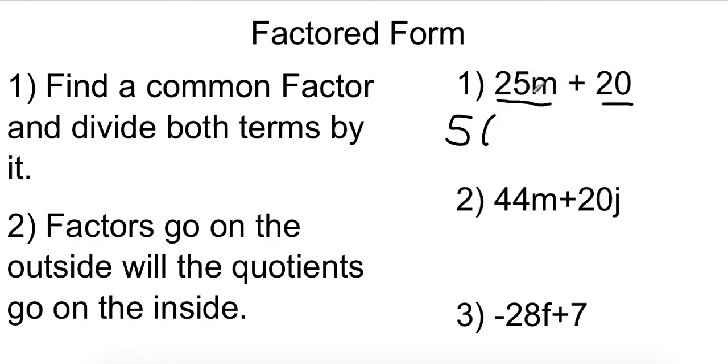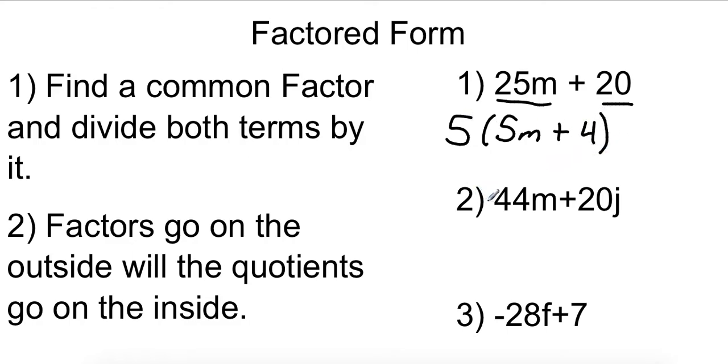So for example, again, 5 is the largest factor that goes into 25 and 20. So 25 divided by 5 is 5m. And then I'm going to add that with 20 divided by 5, which is just 4.